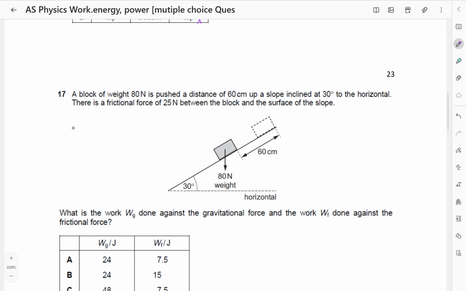A block of weight 80 newtons is pushed a distance of 60 centimeters up a slope inclined at 30 degrees to the horizontal. There is a frictional force of 25 newtons between the block and the surface of the slope.